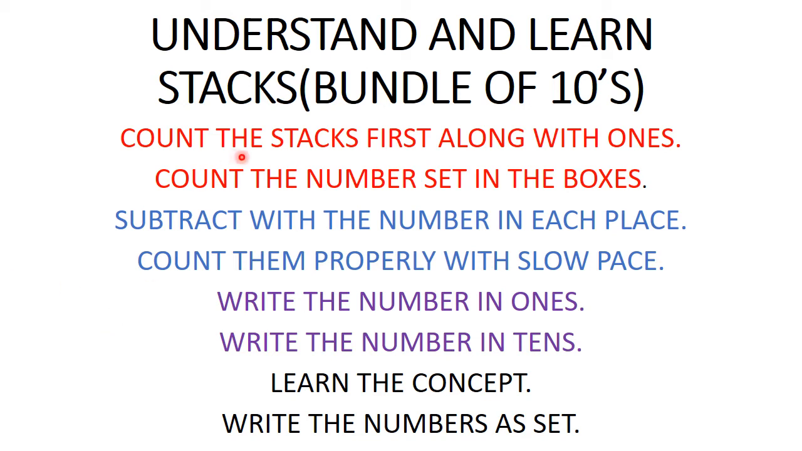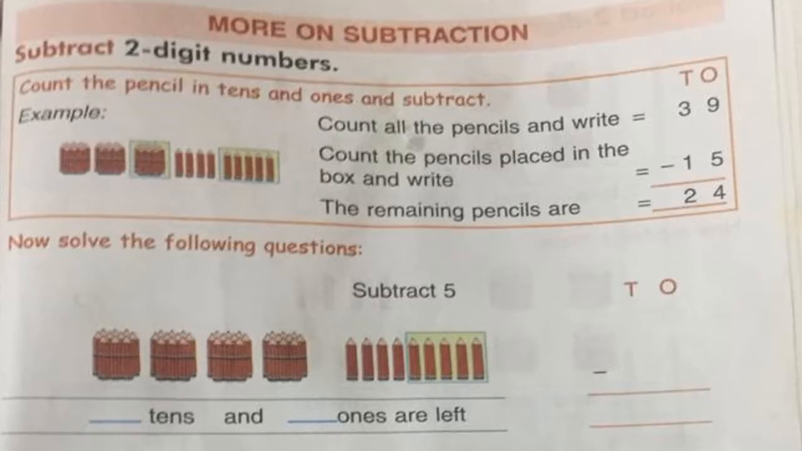Count the stacks first along with the ones. Count the numbers set in the boxes. There is a number given in a box. Subtract the number in each place. Count them properly, at a slow pace. Write the number in ones. Write the number in tens. Learn the concept. Write the numbers as a set. You will understand this. Just see this.